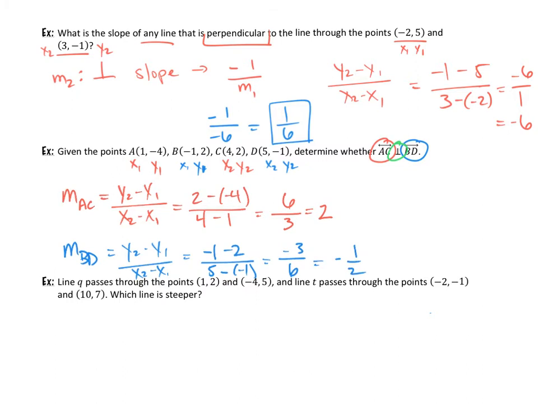So now my question is, are these lines perpendicular? Which means that M2 is -1 over M1, and vice versa, M1 is -1 over M2. So if we call this M1 and this M2, as long as one of these equations is satisfied, we don't have to solve for the other one. So we need to see if -1/2 for M2 equals -1 over M1, which is -1 over 2. Those do match, so they are perpendicular.